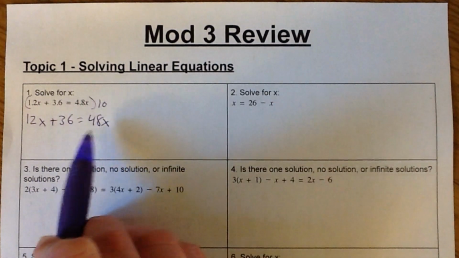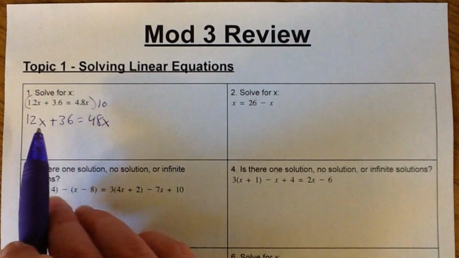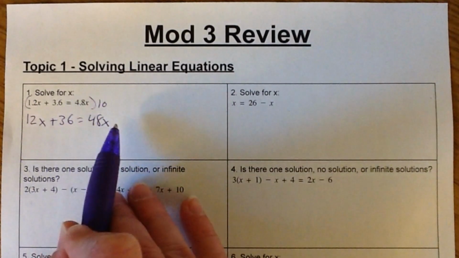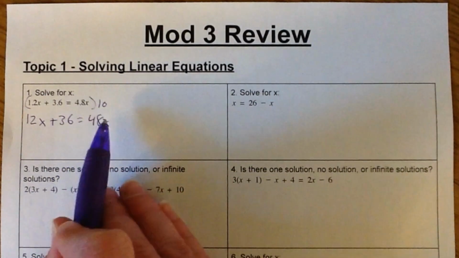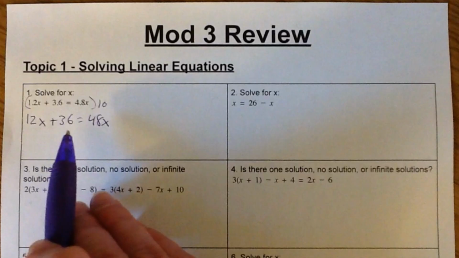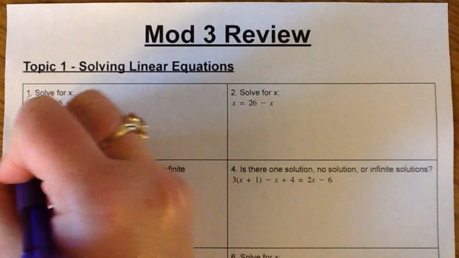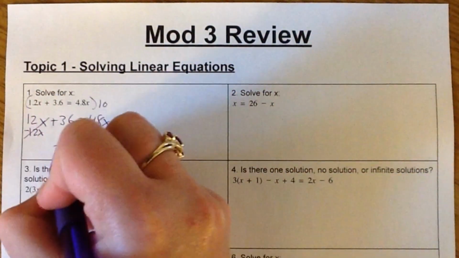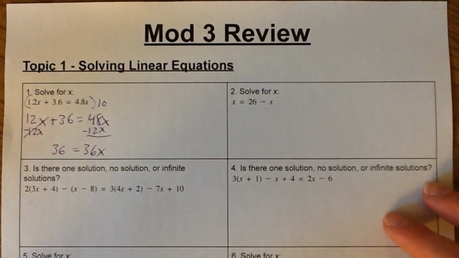So I need to get the x's to one side, so I can either move the 48 over here or the 12 over here. I'm going to decide to move the 12 over because, for one, by moving the smaller one to the bigger one is going to keep it positive, but also that way I won't have to move the 36 later. So I'm going to subtract the 12x because it's positive to remove it from both sides. So here I'm getting that 36 is equal to 36x.